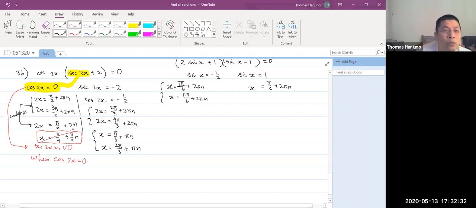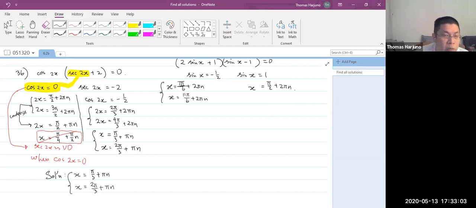Okay, so the solution is only x equals pi over 3 plus pi n, and x equals 2 pi over 3 plus pi n. The branch from cosine 2x equals 0 doesn't work, because it will make the original equation undefined.